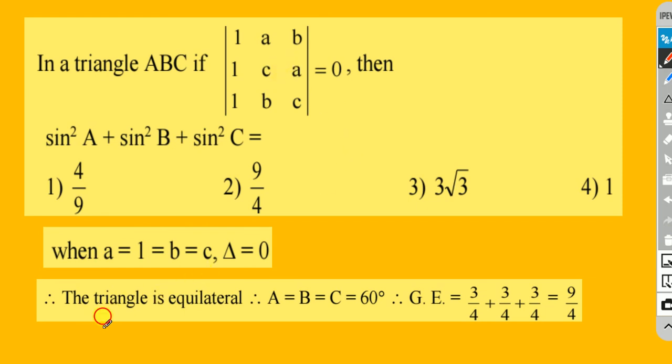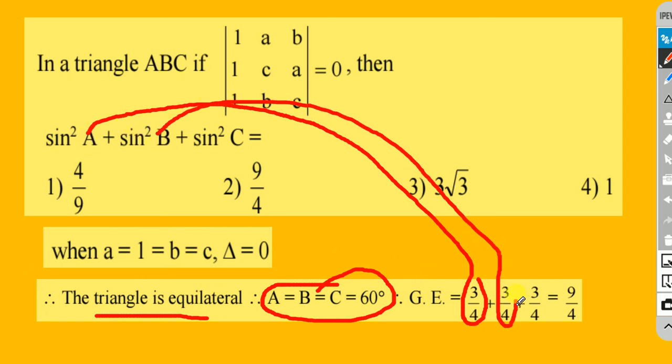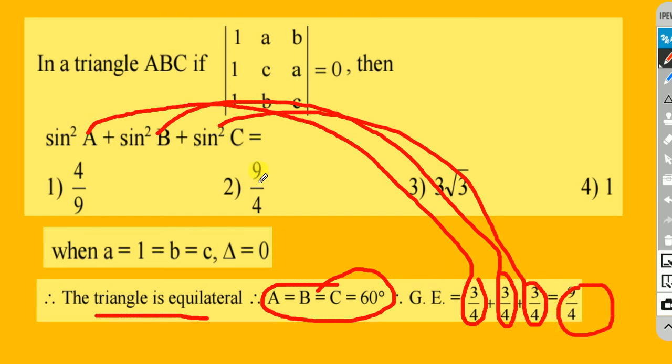So therefore the triangle is equilateral, which means all the angles are 60 degrees, that is, A equals B equals C equals 60 degrees. Now in the given expression, sin square 60 is root 3 by 2 whole square, that is 3 by 4. Sin square B is root 3 by 2 whole square, that is 3 by 4. Sin square C is root 3 by 2 whole square, which is 3 by 4 again. So I have 9 by 4 as the answer, which is option 2.